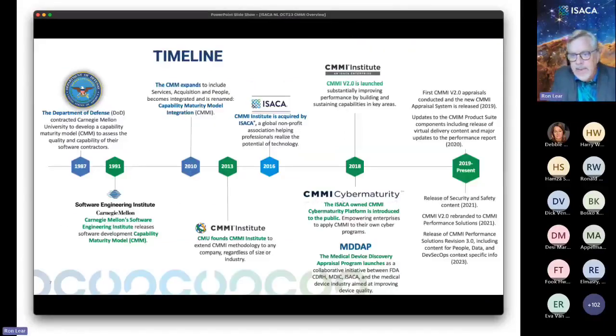This is just a quick timeline of the history of the CMMI. I'm not going to read all this to you. You'll have the slides after today's presentation. I mentioned the Department of Defense set this up back starting in 1987, and the software capability model was released in 91, and it went through several iterations, including in 2010, there was the need to expand beyond software to look at systems engineering, hardware engineering, but also services, acquisition, people.